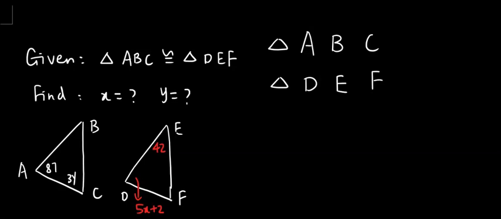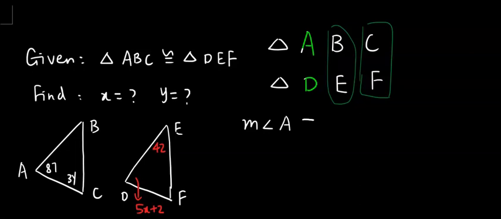The reason we write it like this is we immediately know A and D will have the same angle measure. And let's look at B and E. B and E are going to have the same angle measure. And C and F are going to have the same angle measure. We're going to write it down. So measure of angle A equals measure of angle D.